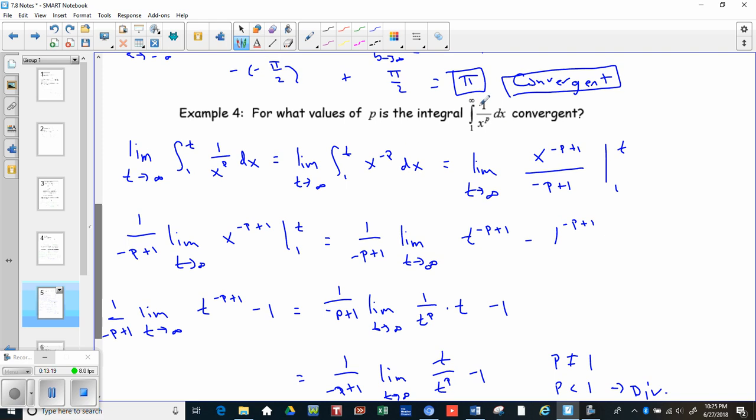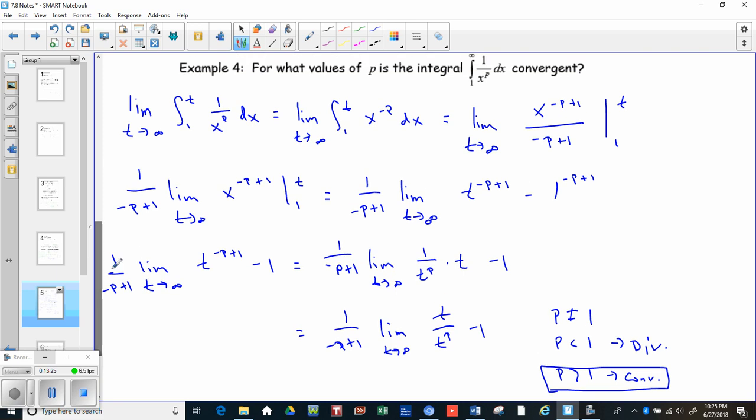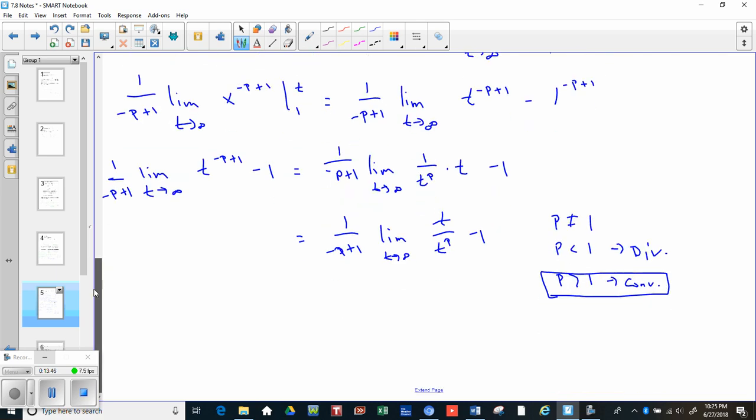So 1 over x to the p power is convergent for any value p greater than 1. And if you really think about what we did earlier, when p was 1, 1 over x, that was divergent. And we just said p can't be 1. It's actually divergent in this case because it doesn't work. And then if p is greater than 1, like 1 over x squared, that was convergent. And we did that earlier in the lesson. All right, moving on.